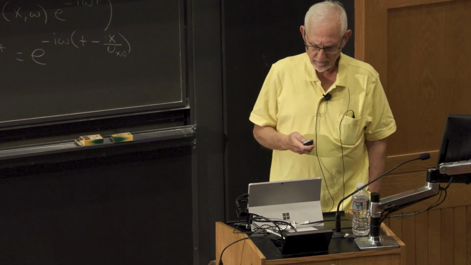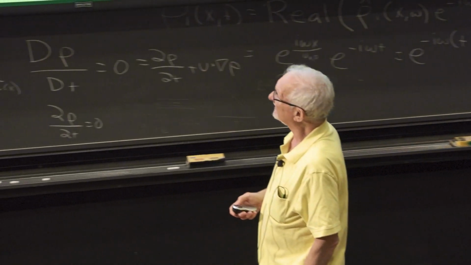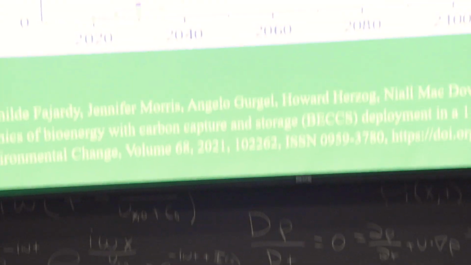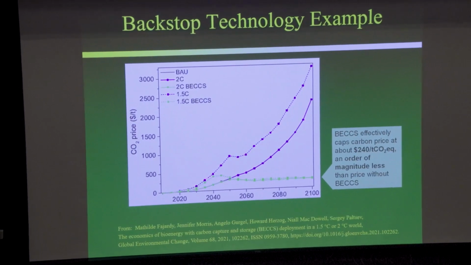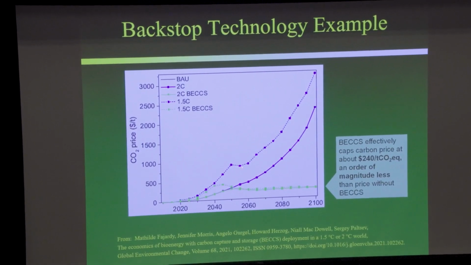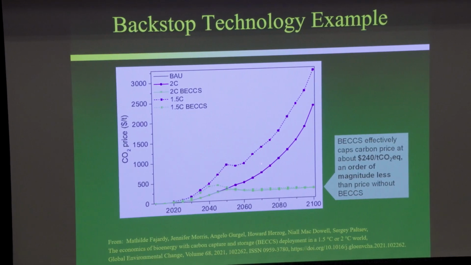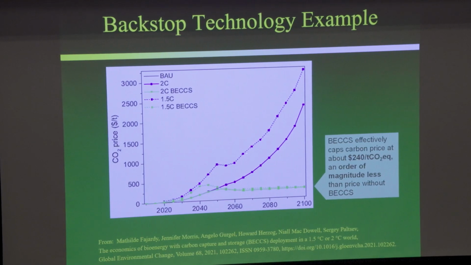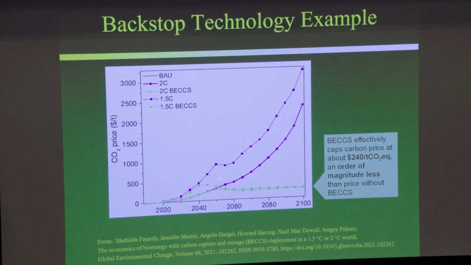When we put something like BECCS or direct air capture in these climate models, this is what happens. This is from a paper we did, and the blue lines are without having BECCS available, for 2 degrees C or 1.5 degrees C, what the carbon price would be to meet that goal.